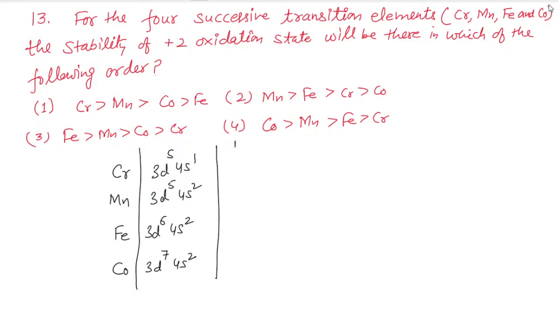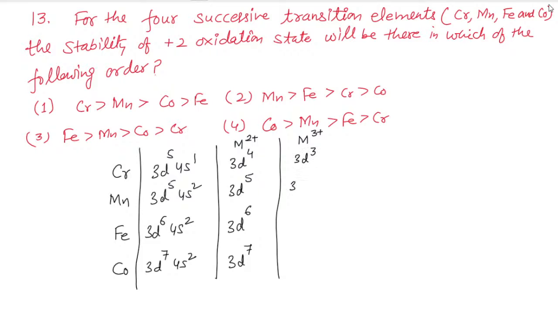Now the 2+ ions: chromium 2+ is 3d4, manganese 3d5, iron 3d6 and cobalt 3d7. And the 3+ ions are 3d3, 3d4, 3d5 and 3d6. That's it. So now if you compare the stability, obviously it seems like, which one is most stable out of this?